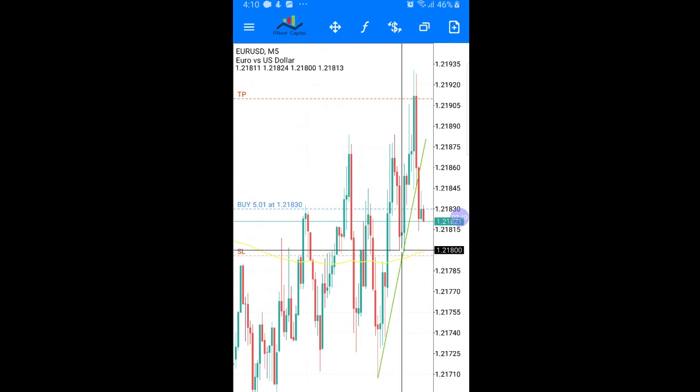Okay, until the market violates this level right here, I'm not interested to sell. So if the candle breaks this structure here and closes below it, then I'll be interested to sell. Okay, so I'm going to pause the video now and let's see how it plays out.